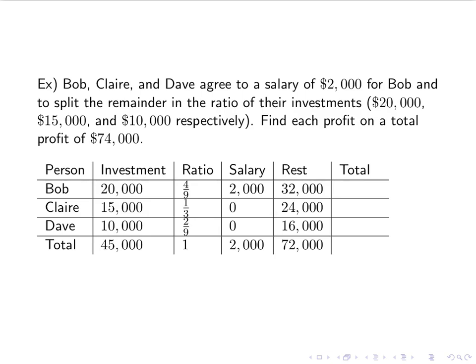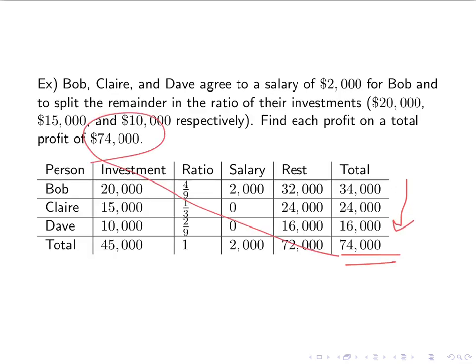Okay, so once I have that, again, for the total, I'm just going to add those two together, add those two together, add those two together. And then to make sure that what I'm doing is correct, I'm going to add these three and make sure it's also the 74,000. Okay, so you always want to check your work. Again, always make sure your answers make sense. Did I account for the whole 74,000?